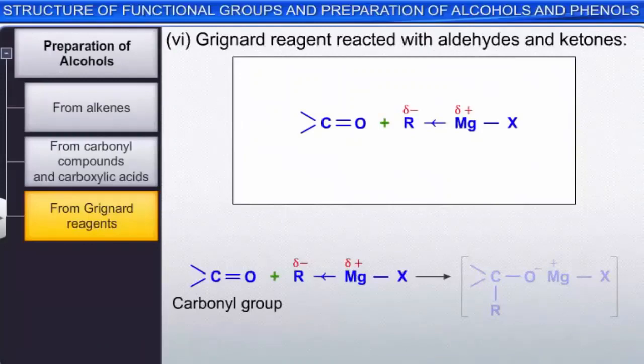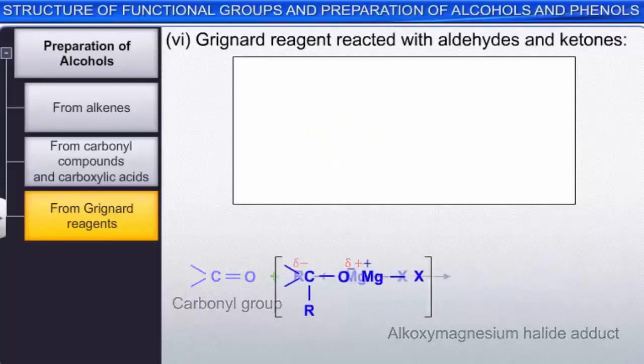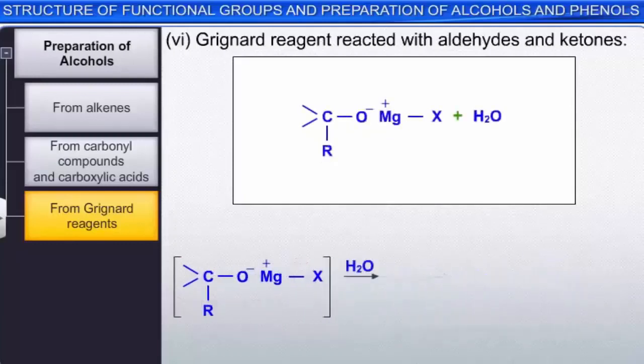Grignard reagents can be reacted with aldehydes and ketones to make alcohols in a two-step process. The first step involves nucleophilic addition of the Grignard reagent to the carbonyl group to form an alkoxy magnesium halide adduct. Then the adduct is hydrolyzed to form an alcohol.